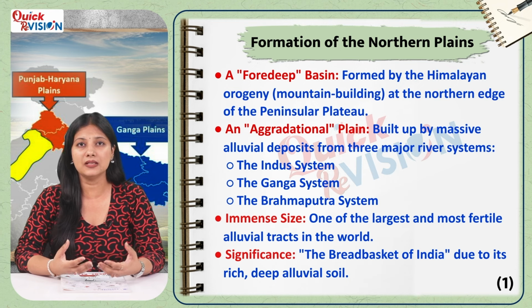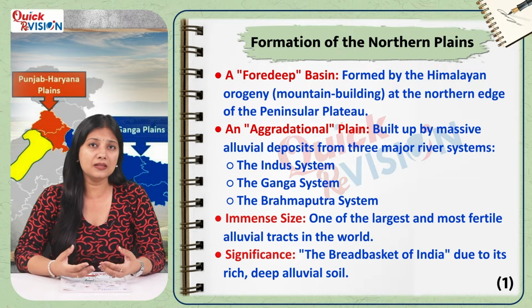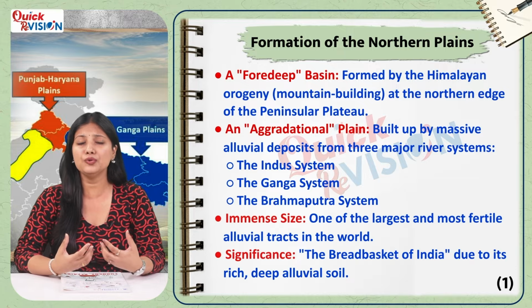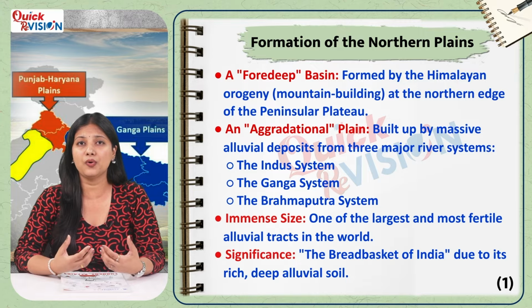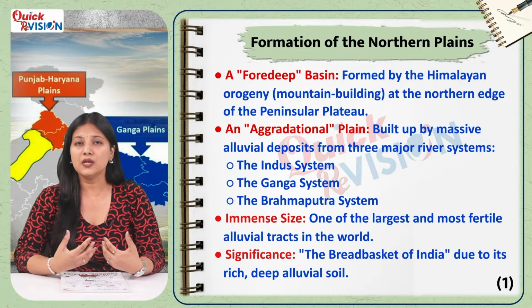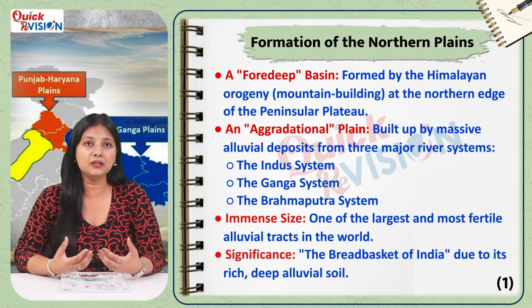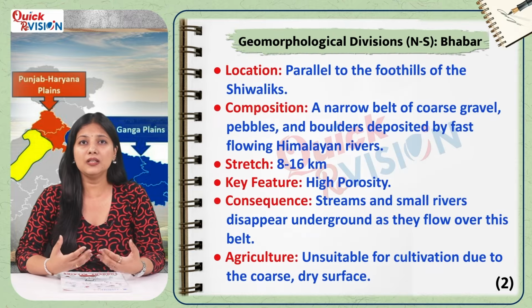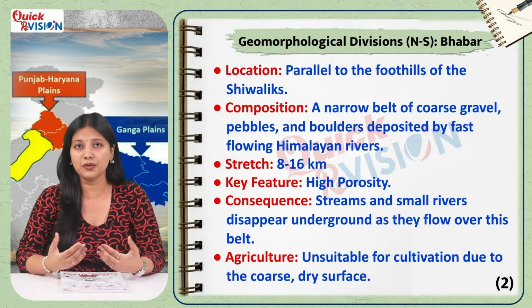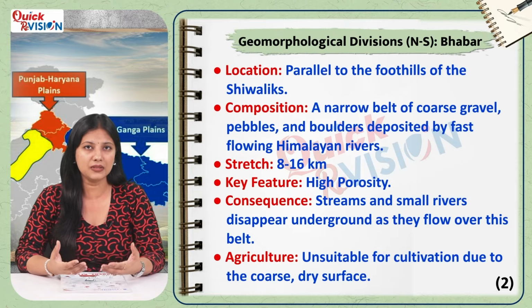Over millions of years, the great Himalayan rivers, the Indus, Ganga, and Brahmaputra, carried huge quantities of silt and sediment known as alluvium and deposited them into this basin. This continuous process of aggradation or deposition eventually filled the depression and gave birth to the flat, fertile plains we see today. Now, let's look at the key geomorphological divisions moving north to south, starting from the foothills.